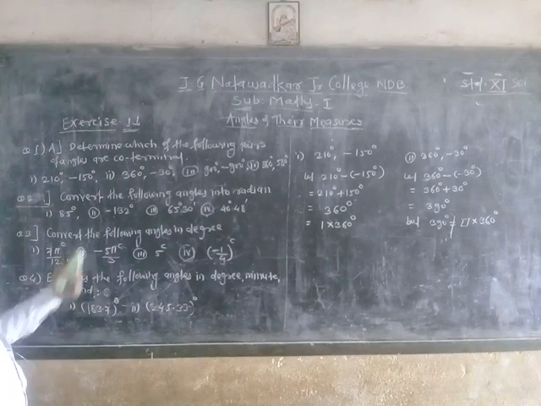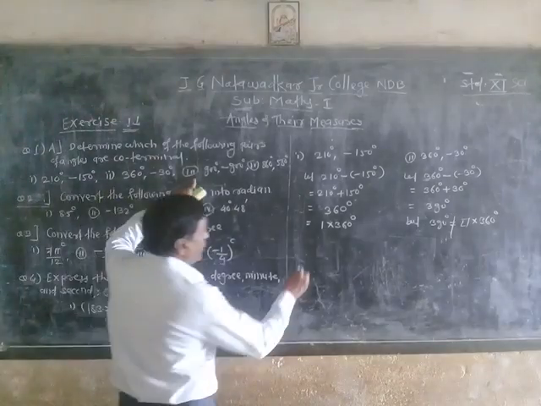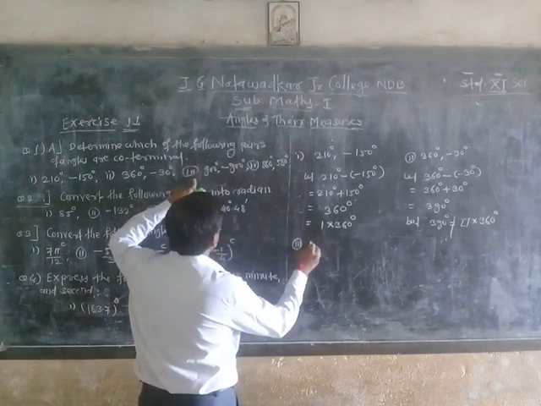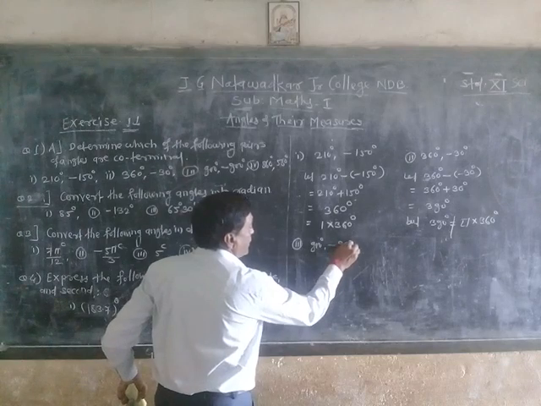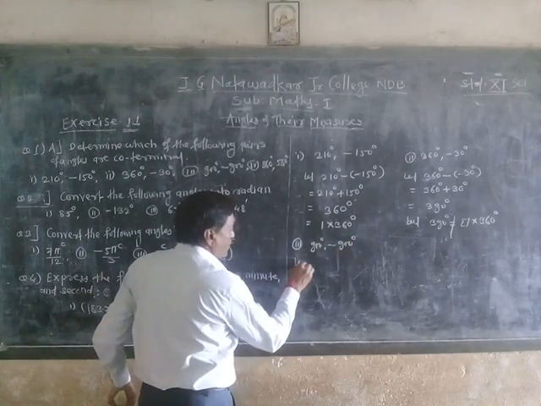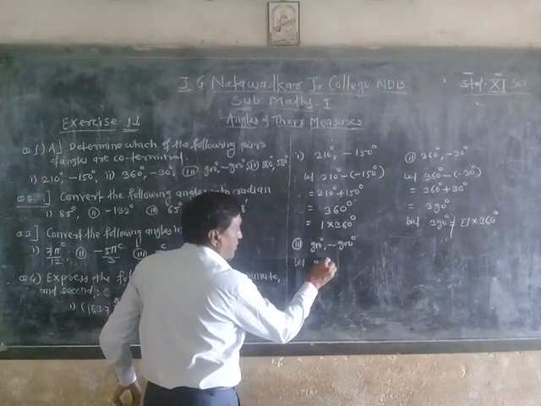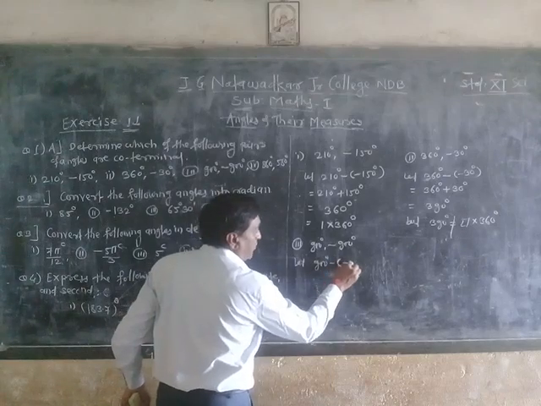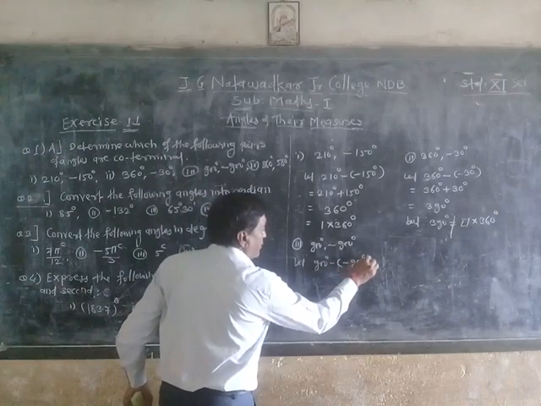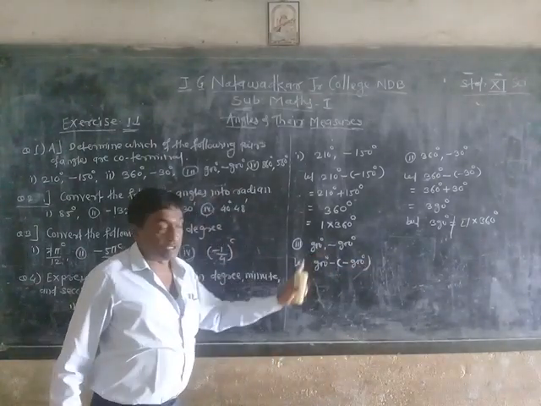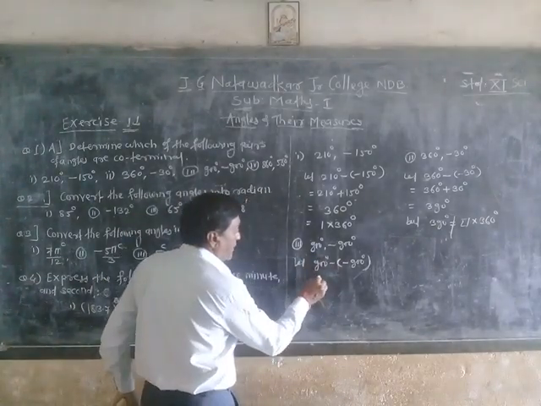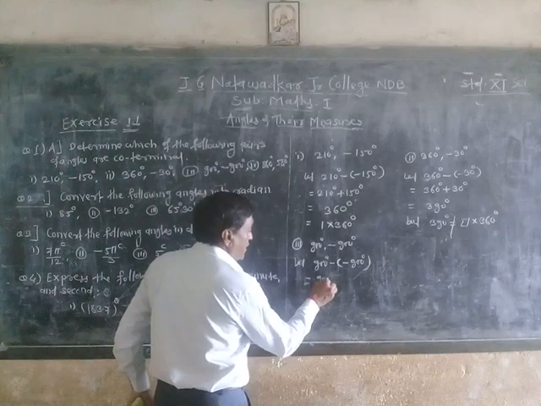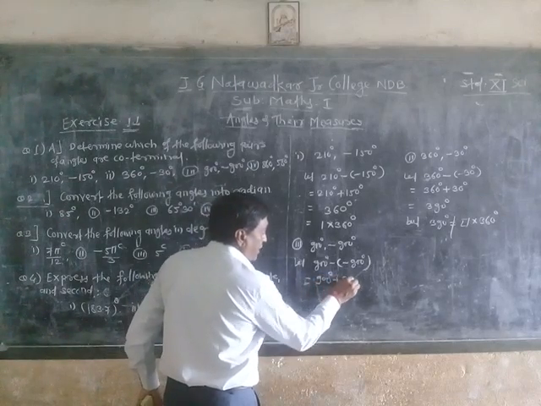Now again I will take one more example. Suppose the third example: the given measures are 900 and minus 900. I will solve this like this: 900 degrees minus minus 900 degrees, meaning the difference of both measures. So I will put the minus sign: first measure minus second measure. Now simplify: equal to 900 degrees minus minus, that is plus, 900 degrees.